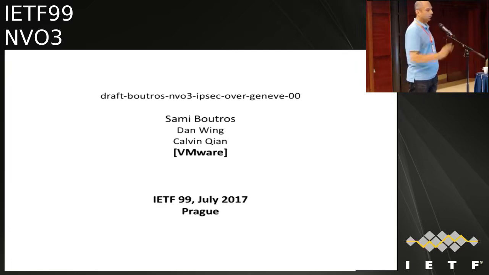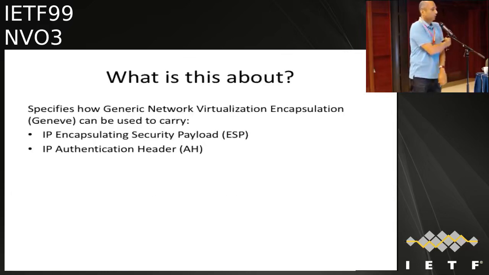This draft is a proposal on how to carry IPsec over Geneva. IPsec defines two protocols here, which are the Encapsulating Security Payload, or ESP, as well as the Authentication Header, or AH. Those are two different IP protocol types, 50 and 51. So here we are going to be discussing how we can carry those protocols as next protocols over Geneva.